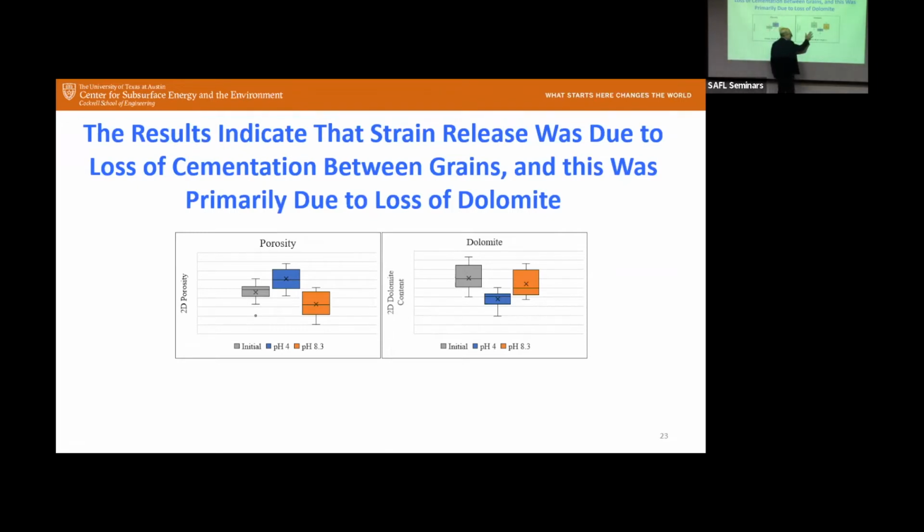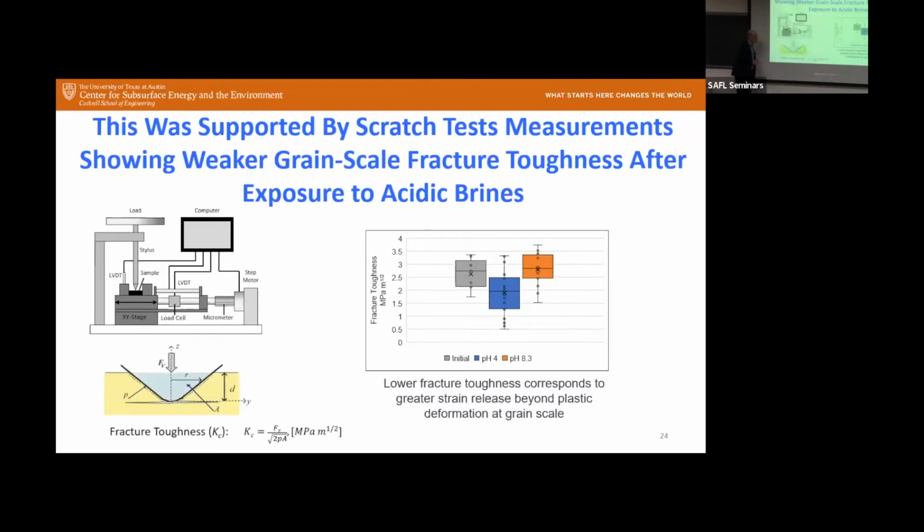The last thing we looked at for this pore scale analysis was the amount of dolomite. And what we found was, compared to the initial, in the pH 4 case we get a drop in the amount of dolomite. So we have less cementation. And so all these results support our hypothesis that this low pH brine can indeed dissolve out these carbonate minerals and then allow this release of strain to occur greater than you would at this pH neutral system, or circumneutral.